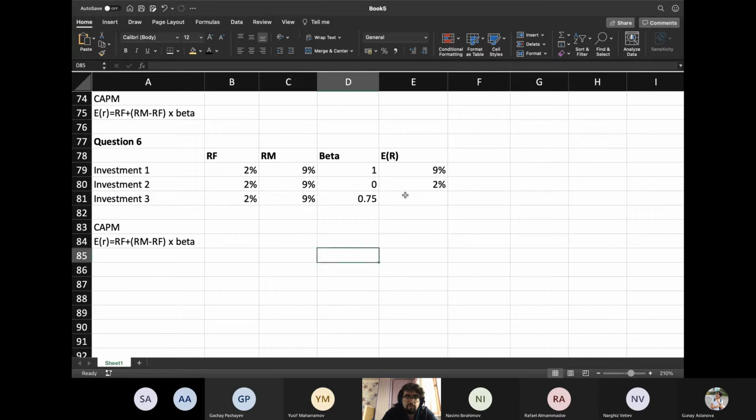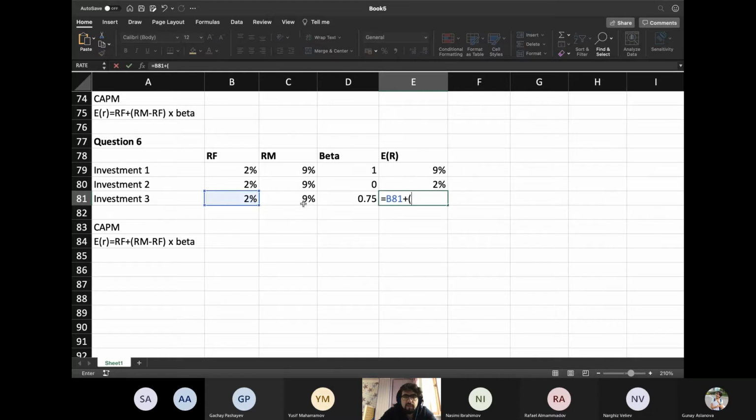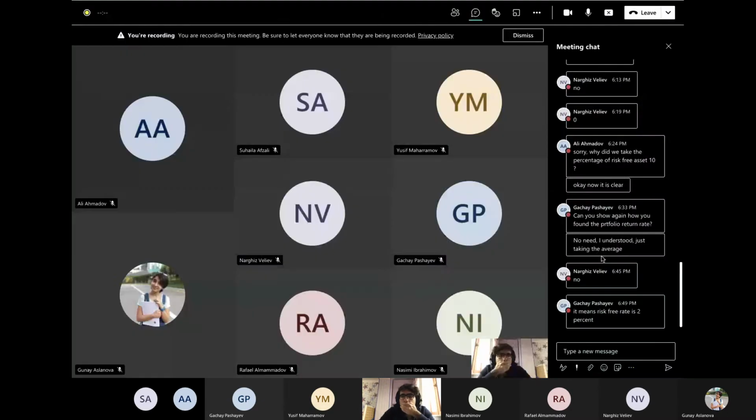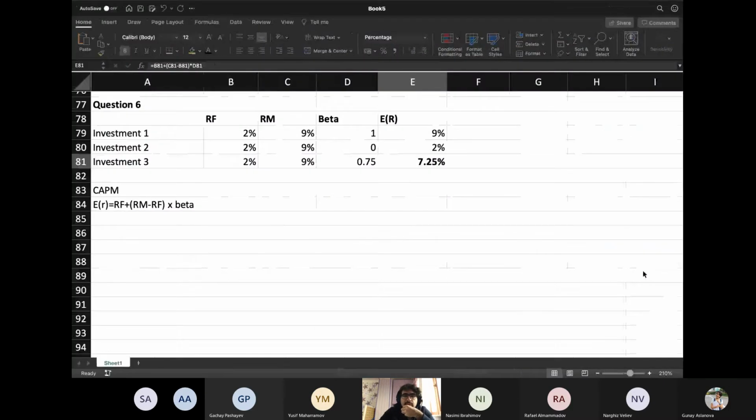So we can easily find the expected return for investment 3. 2% plus brackets risk-free market rate minus risk-free times beta. 7.25%. Is it clear? Yes, it means risk-free rate is 2%.